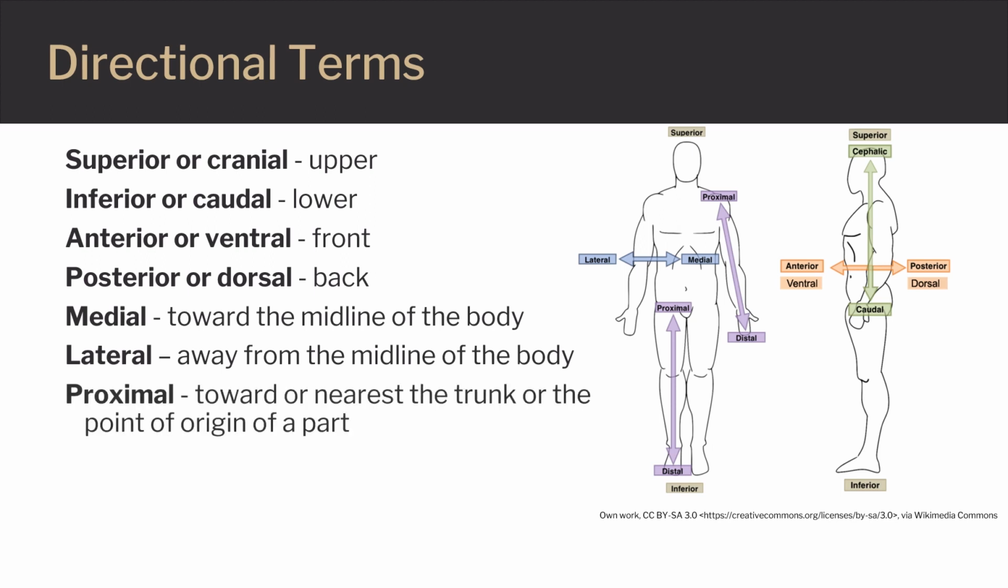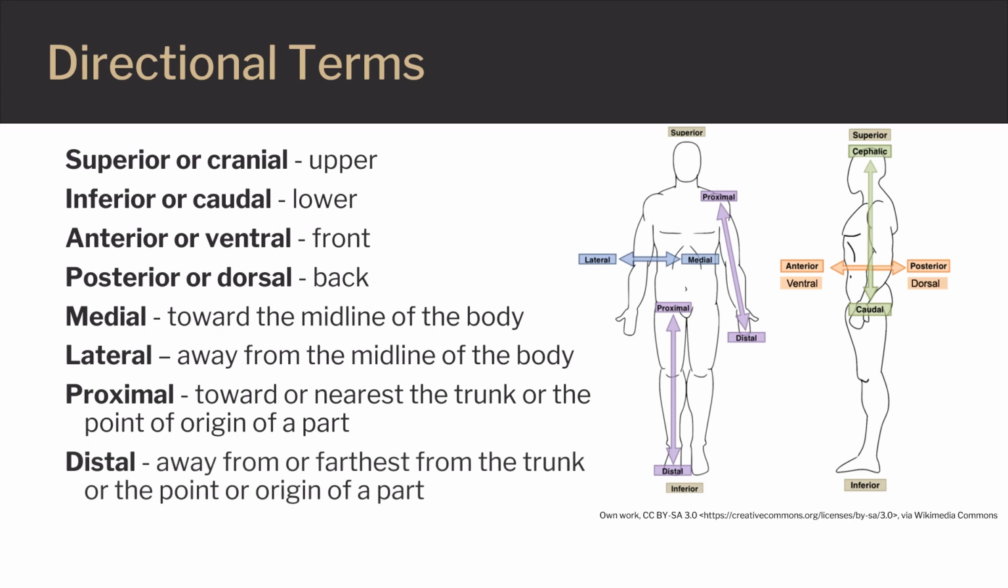Proximal means toward or nearest the trunk or the point of origin of a part. For example, the proximal end of the femur joins with the pelvic bone. Distal means away or farthest from the trunk or the point of origin of a part. For example, the hand is located at the distal end of the forearm.